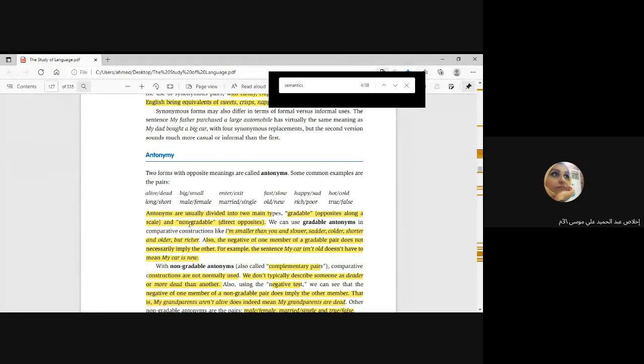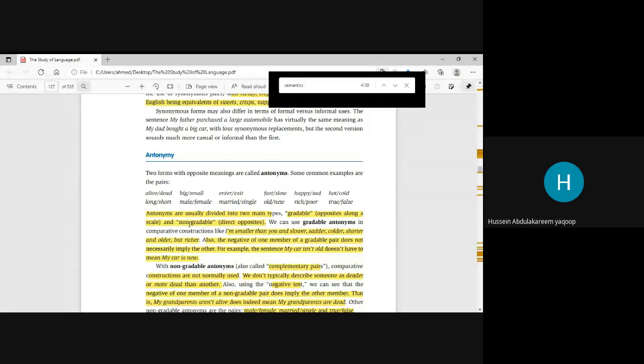Gradable are those in which we can say kind of short or kind of tall. Right, so we have short and tall. This is gradable, because we can imagine something between them. That's okay. This is part of the answer. Thank you very much, Ikhlas.